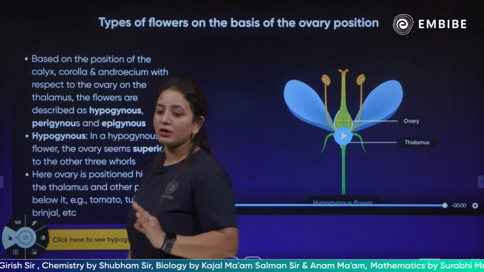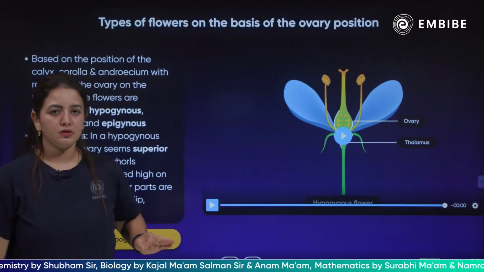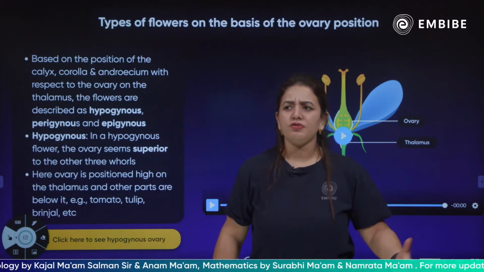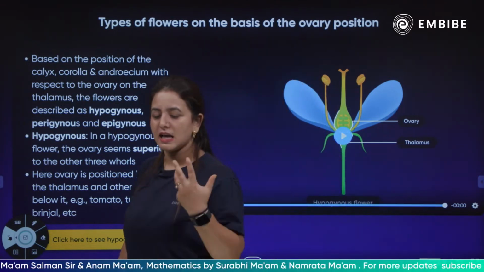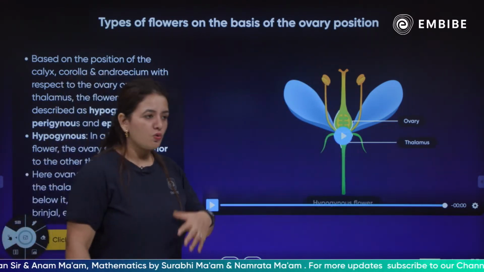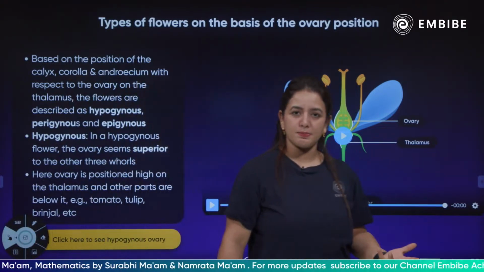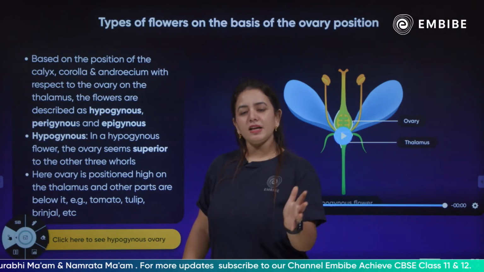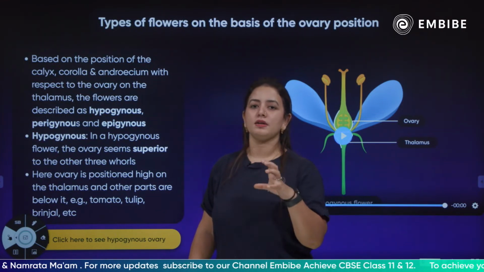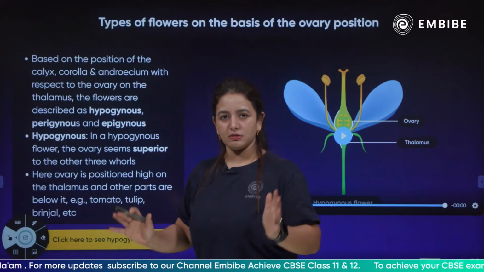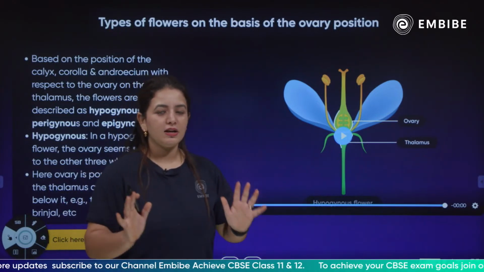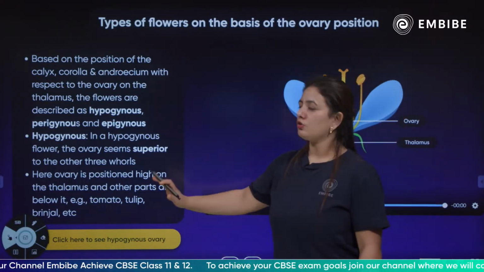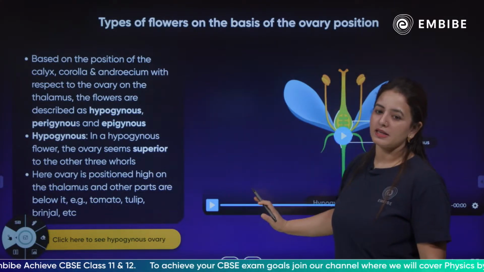Examples are always important, especially the common examples, not very detailed ones, something you see very often. You know what a tomato is, you know what a brinjal is, you know what a tulip is. You are very much familiar, you must have seen them. So something very common, you should know about it. You are not a taxonomist, I know, but it's okay to learn and remember those examples, especially the common ones. So this is the hypogynous ovary.